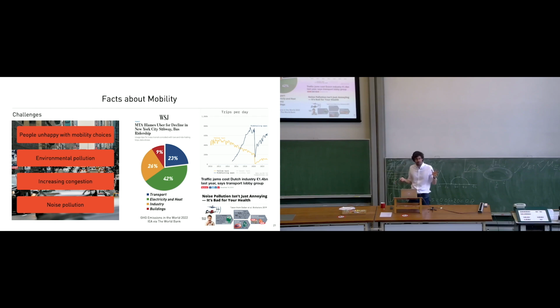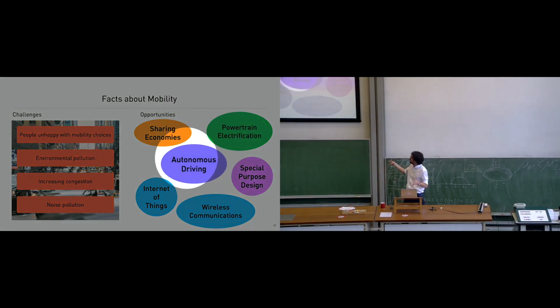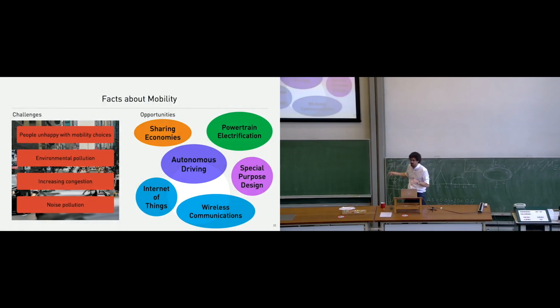Now, given this abysmal picture, on the bright side, we've also been witnessing the advent of interesting technologies, such as autonomous driving, connectivity, powertrain electrification, the concept of sharing economies. If I take sharing economies and connectivity, you have Uber and Lyft. If I add powertrain electrification, you have the Go scooters, right? If I add autonomous driving, you have Waymo and these kind of companies providing autonomous mobility on demand, right?